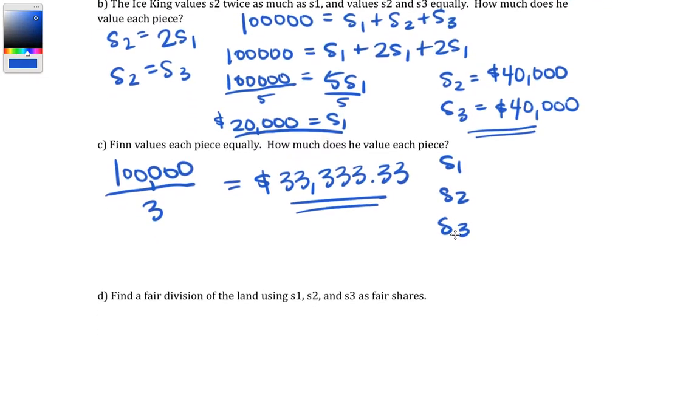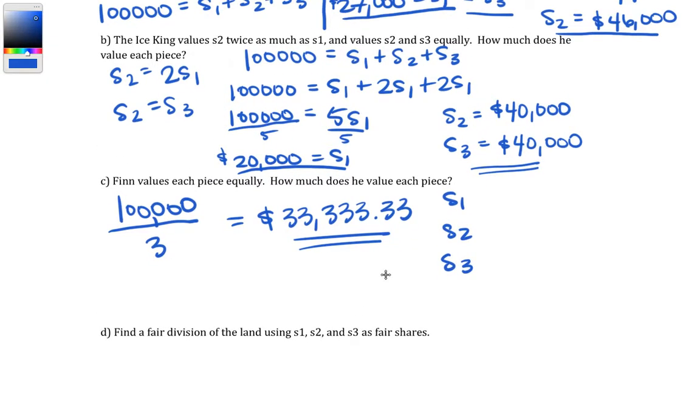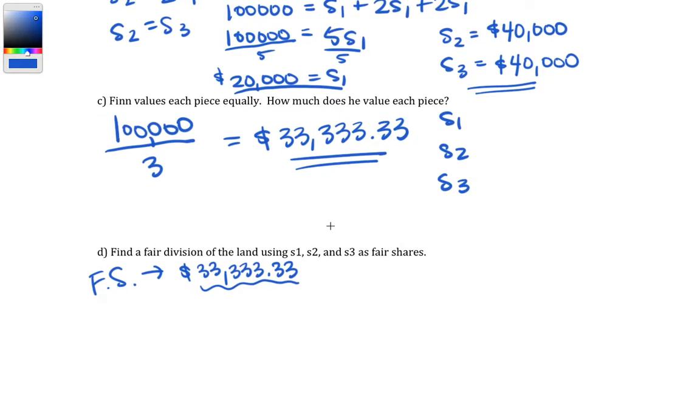All right. The last part here, find a fair division using S1, S2, and S3. So let's first figure out what a fair share is. Well, it's that 100,000 divided into 3 parts, which means $33,333.33 is the value of a fair share. And let's remind ourselves what people think is fair. Well, let's look at Finn. Finn rates all of them at exactly that fair share mark. So for Finn, all of them are fair.